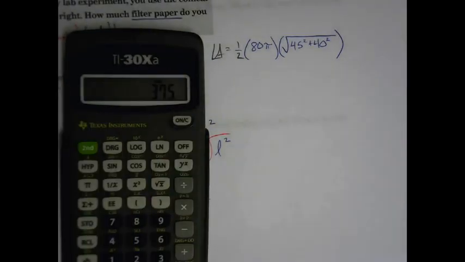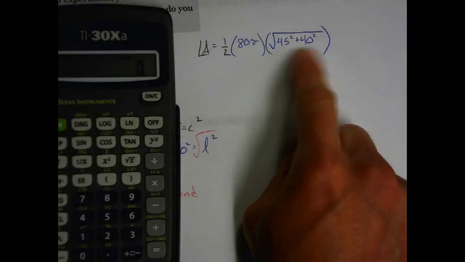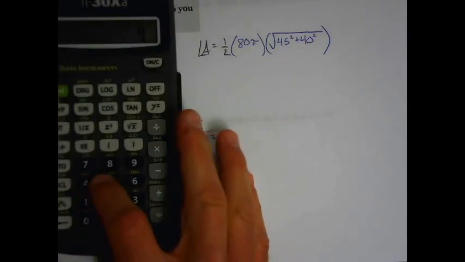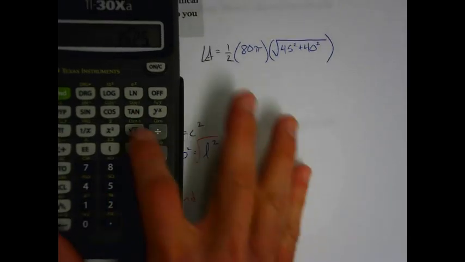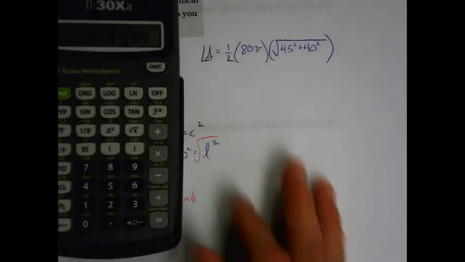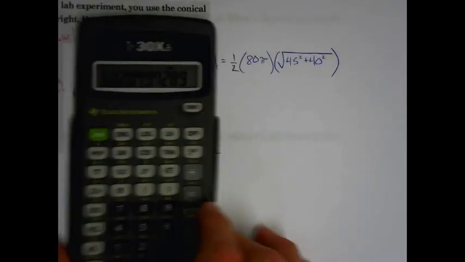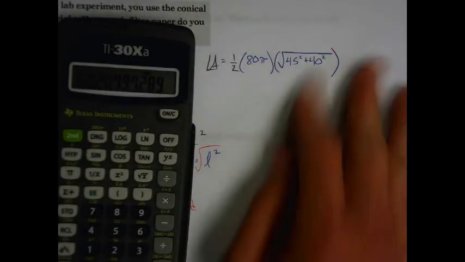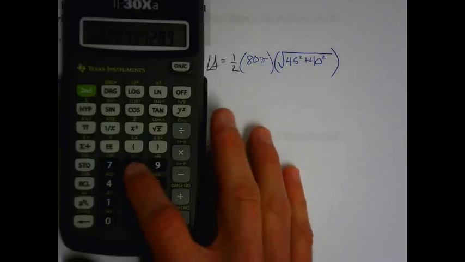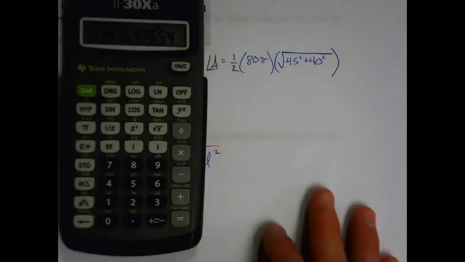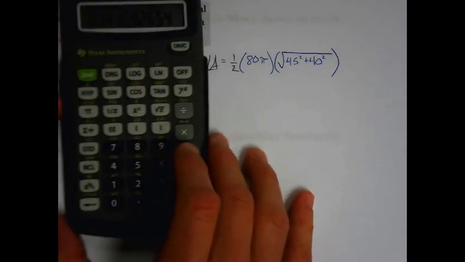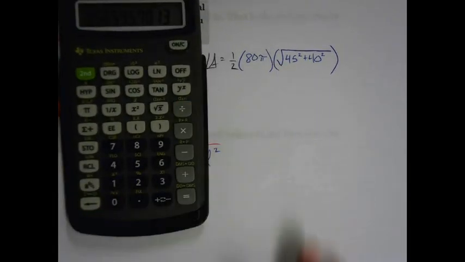Now, how's this going to work? Just like before, because this is the craziest thing that's happening, we're going to begin with that operation. So we'll have 45 squared plus 40 squared, whatever that equals, and then we take the square root of it. Look at that crazy number. We're going to multiply that by 80, and then multiply that by pi. There's a pi button on the calculator that makes life easy. Whatever that equals, we're going to take half of that.